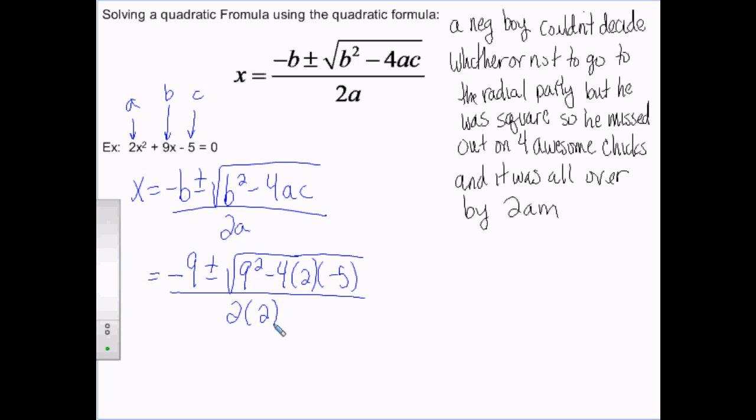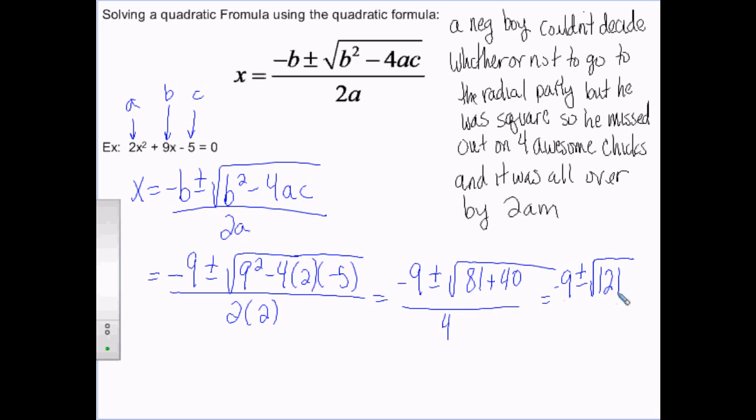So this gives me 81 plus 8 times 5, 40, over 4. And 81 plus 40 is 121. And the square root of 121 is 11.